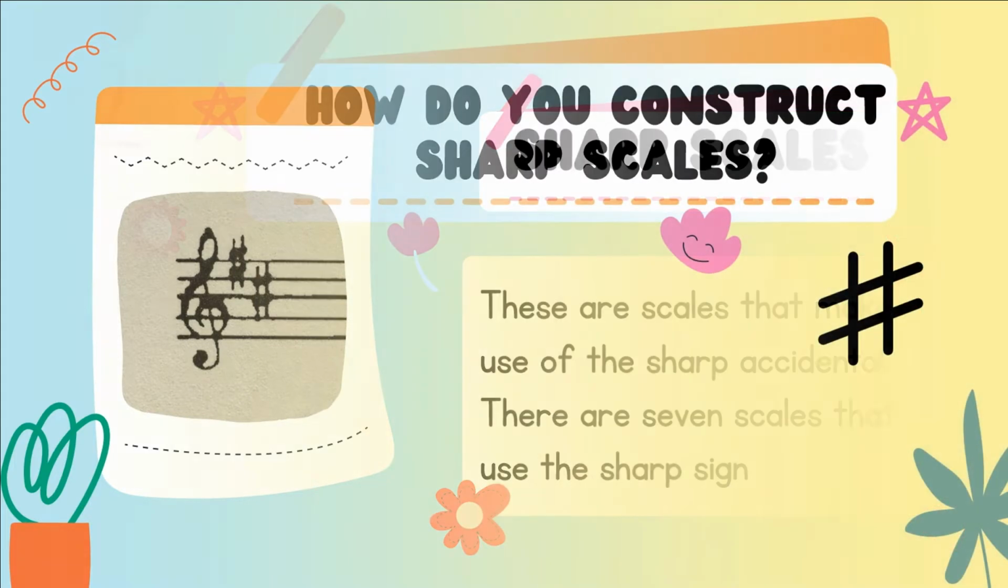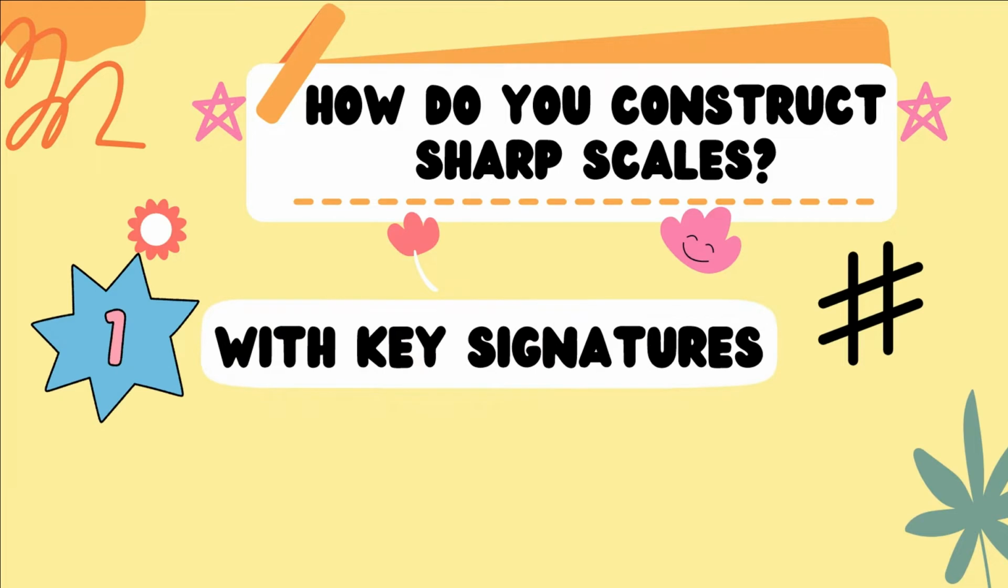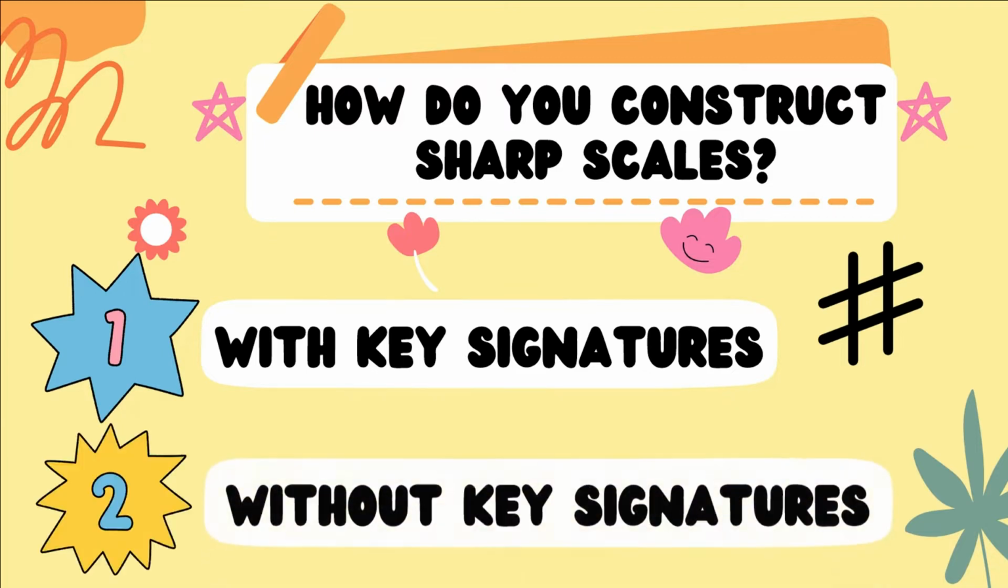Now, how do you construct the sharp scales? There are 2 methods of constructing the sharp scales. The first one is with key signatures, that is, you have a knowledge of key signatures. And then the second one is without key signatures. So we are going to be looking at both of them in this lesson.